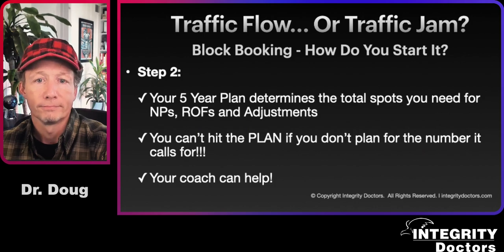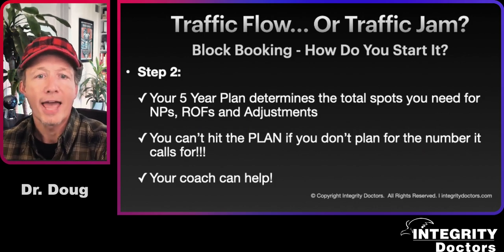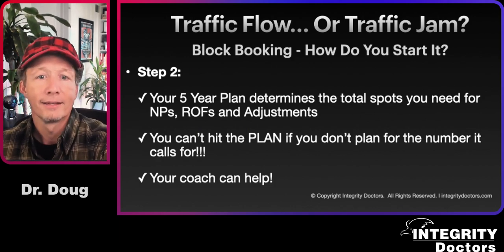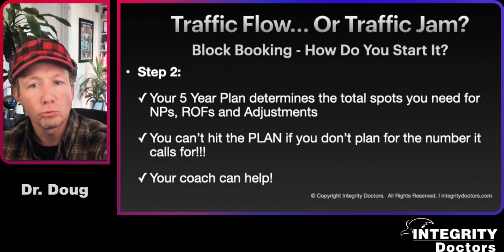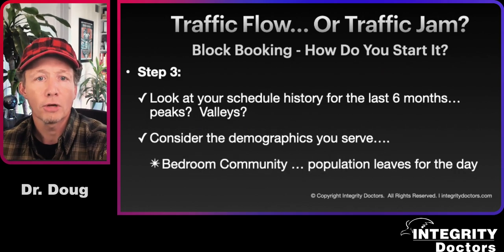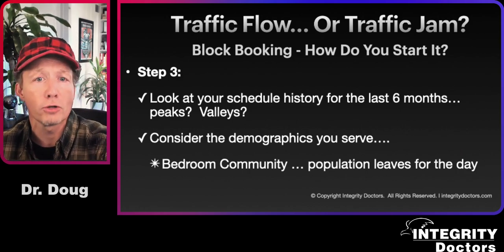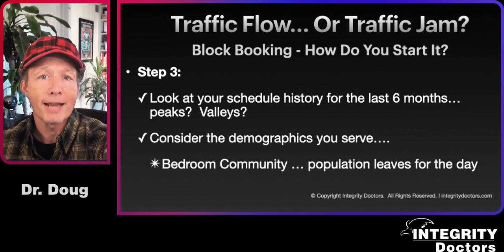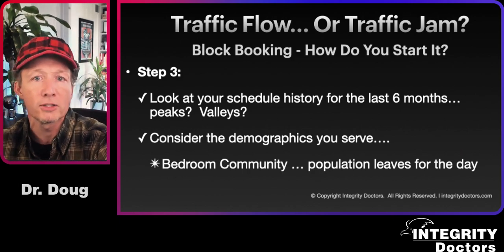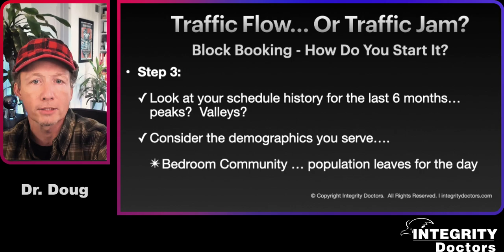Step 2, get your 5-year plan out and determine how many adjustments and new patients and reports of findings that you need. You can't hit the plan if you don't plan for the number it calls for. Get your coach's help here if you need some. Go back and look at your peaks, at your valleys. When are your highs? When are your lows? Those are obvious places that you may not want to stick a block of new patients into when you're at a peak of adjustments that is pretty consistent over 6 months.